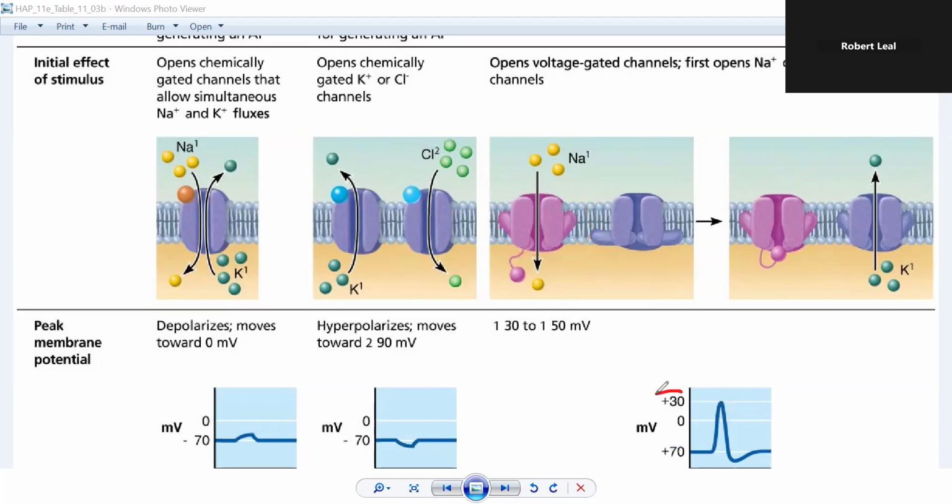So at 30 millivolts, the next channels that open are voltage-gated channels for potassium. Potassium has a positive charge, so when these voltage-gated channels open at 30 millivolts, they allow potassium to leave. As positive potassium ions leave, you're coming back to rest. The term for coming back to rest is called repolarization.